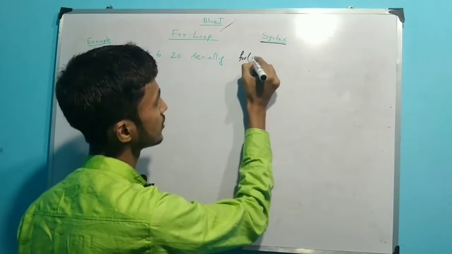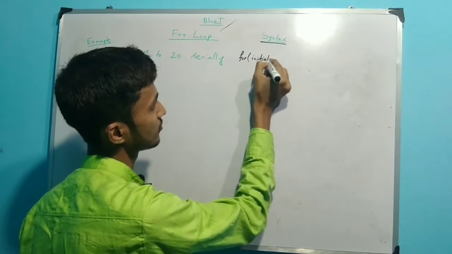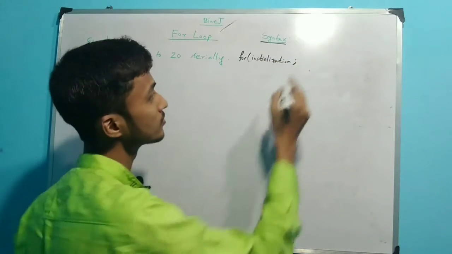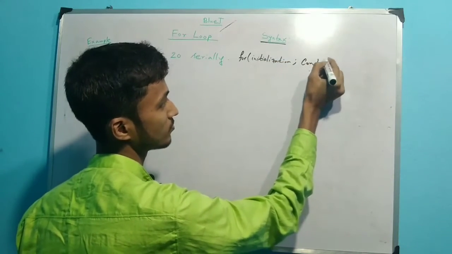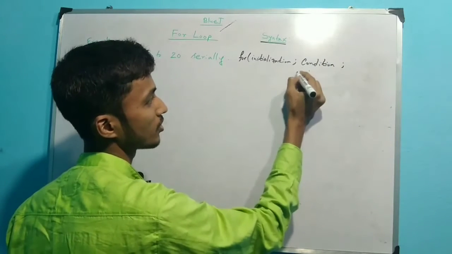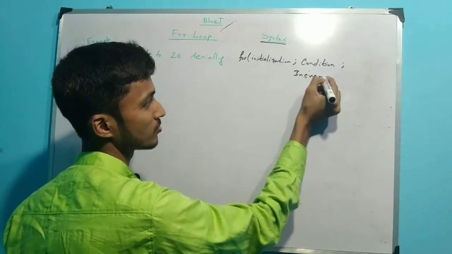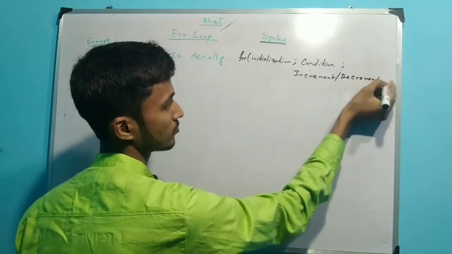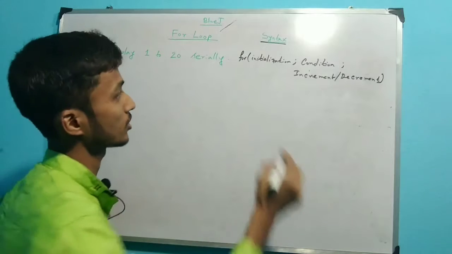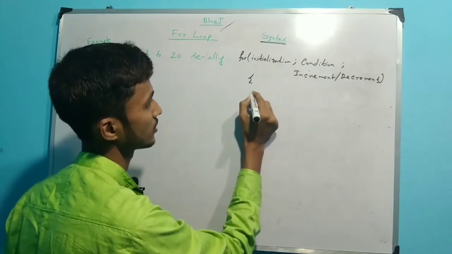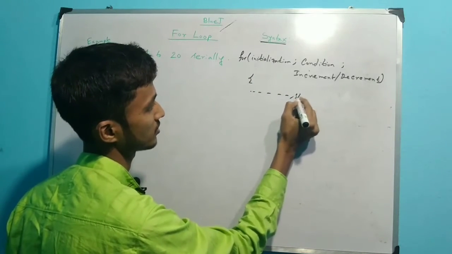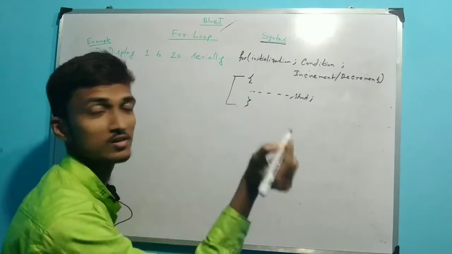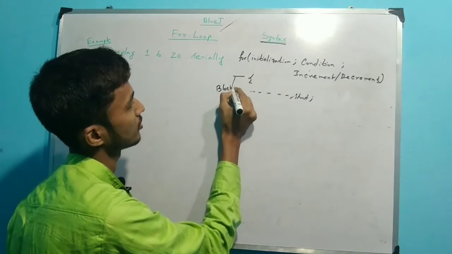for (initialization; condition; increment or decrement) here. Next, the block: second bracket open, statement, second bracket close. This is the block.